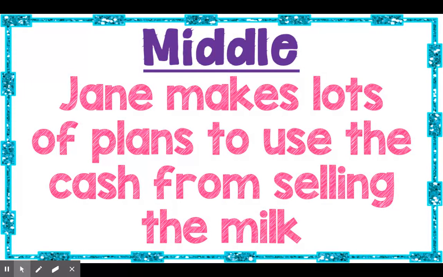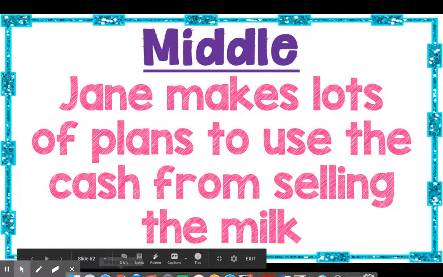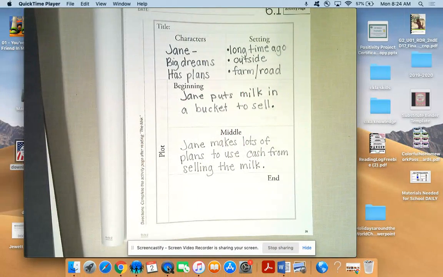The last piece we're going to work on is the end. So I want you to think about how this story ended. And hold on, let me go back to my other one. I was writing and forgot to flip. But again, Jane makes lots of plans to use cash from selling the milk. You might want to pause it here to get that on your 6.1. I'll count to 10, but I'm sure you might need a little bit more time, so you might want to pause the video. Okay, and now I'm going to my ending. I'll remember to flip back and forth this time.